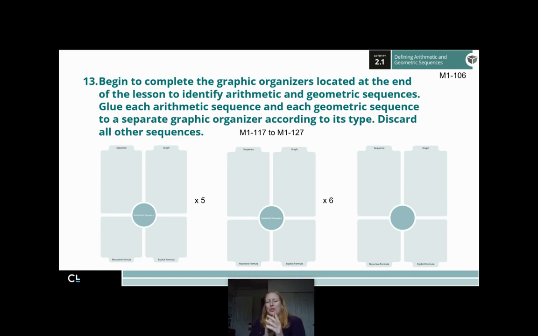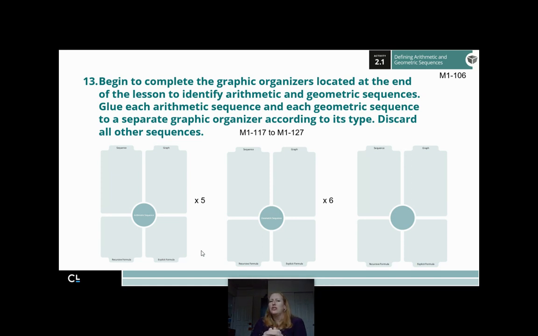Now, what you're going to do, so you've sorted it out. You have your pile of arithmetic sequences. You have your pile of geometric sequences. And then you have those other ones that we'll just toss out, that we didn't need anymore. And you'll notice here on the screen that you had 5 arithmetic sequences and 6 geometric sequences.